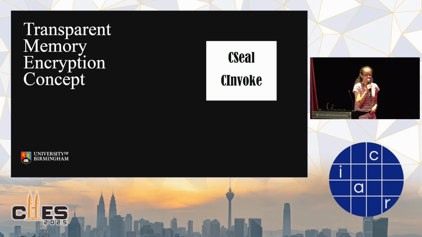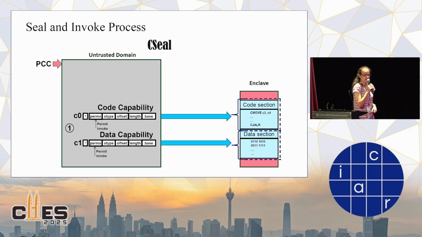So in terms of the concept of transparent memory encryption, this can be integrated seamlessly into the CHERI instructions inside the sealing and invoke process. So I'm going to talk about the CSeal instruction and the CInvoke instruction. I'll start off by talking about how the seal-invoke process works, and then how we can integrate our encryption into this.